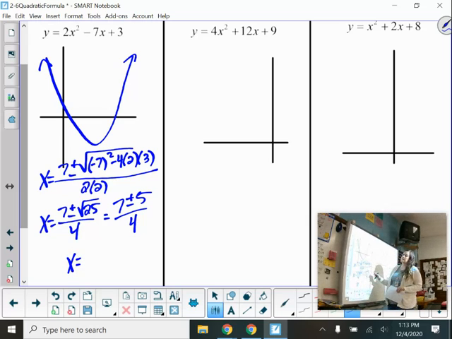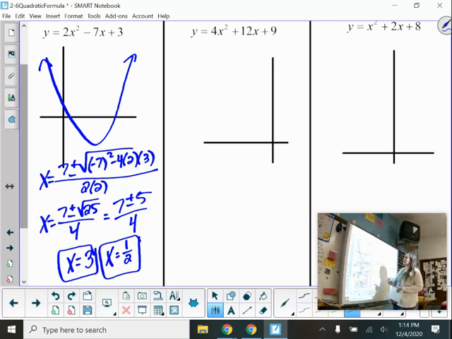We do 7 plus 5, that's 12. Divided by 4 is 3. 7 minus 5 is 2. Divided by 4 reduces to 1/2. So you have 2 real solutions there. 2 real solutions. The next one has a y-intercept of 9. And if you actually look at the graph of this, it's going to come down, it's going to touch the x-axis at one place and then go back up again.